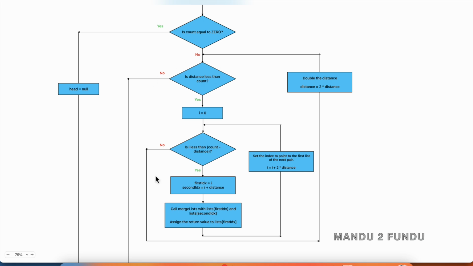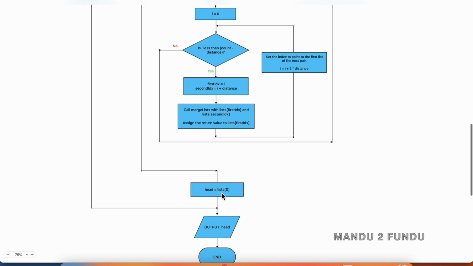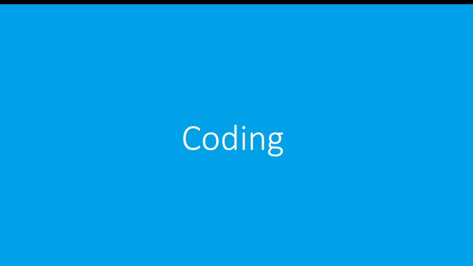Basically, in each outer loop iteration, we reduce the number of lists to be merged. If the distance is greater than or equal to count, then we come out of the outer loop and return the linked list present at index 0 in the input array, and finally return that list head as the output. Let's move on to coding.